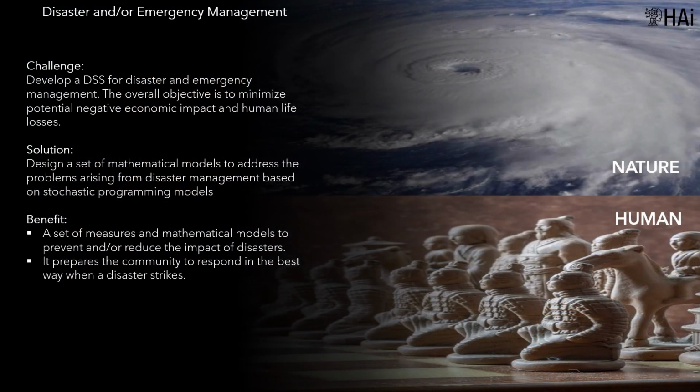The challenge: develop a DSS for disaster and emergency management. The overall objective is to minimize potential negative economic impact and human life losses. The solution: design a set of mathematical models to address the problems arising from disaster management based on stochastic programming models. The benefit: a set of measures and mathematical models to prevent and/or reduce the impact of disasters, and it prepares the community to respond in the best way when a disaster strikes.